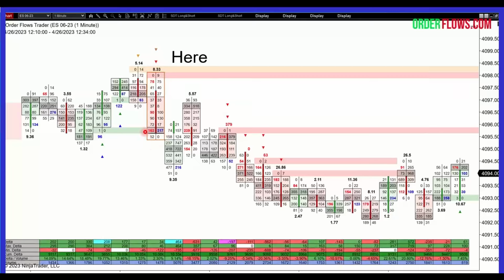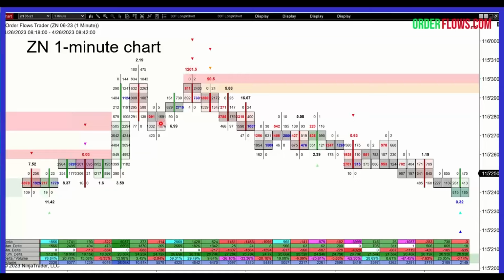Out of balance, this bar, right? You got the selling imbalance, selling imbalance, selling imbalance. Market just moves down nicely. No heat on the trade like this. 10 years, 1 minute chart.